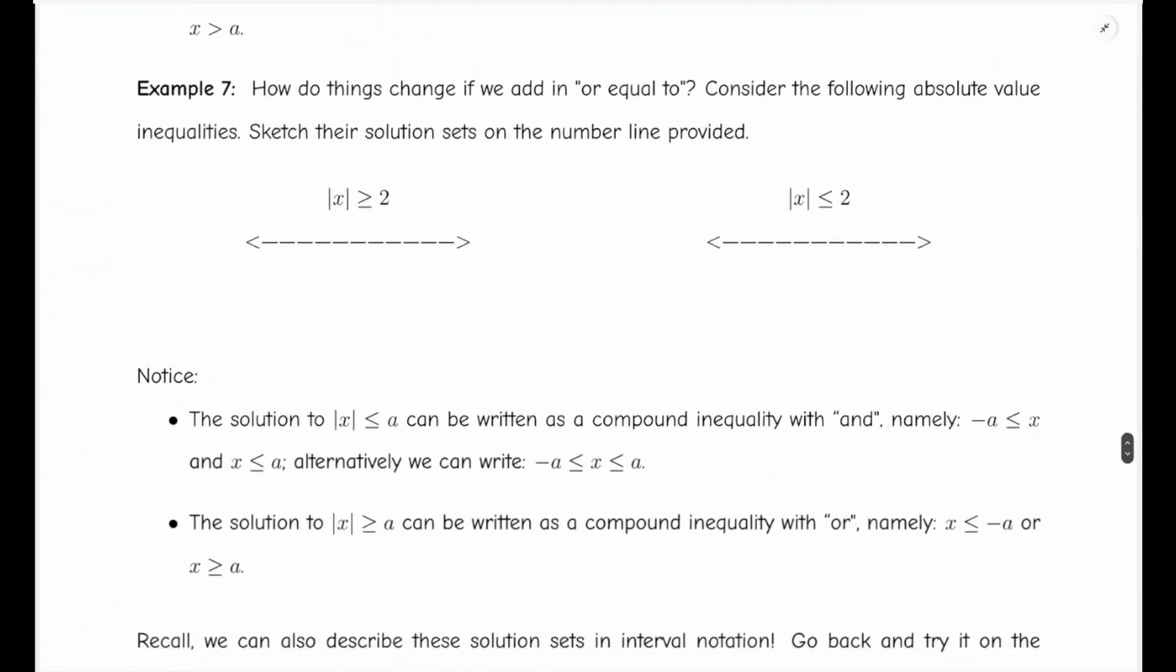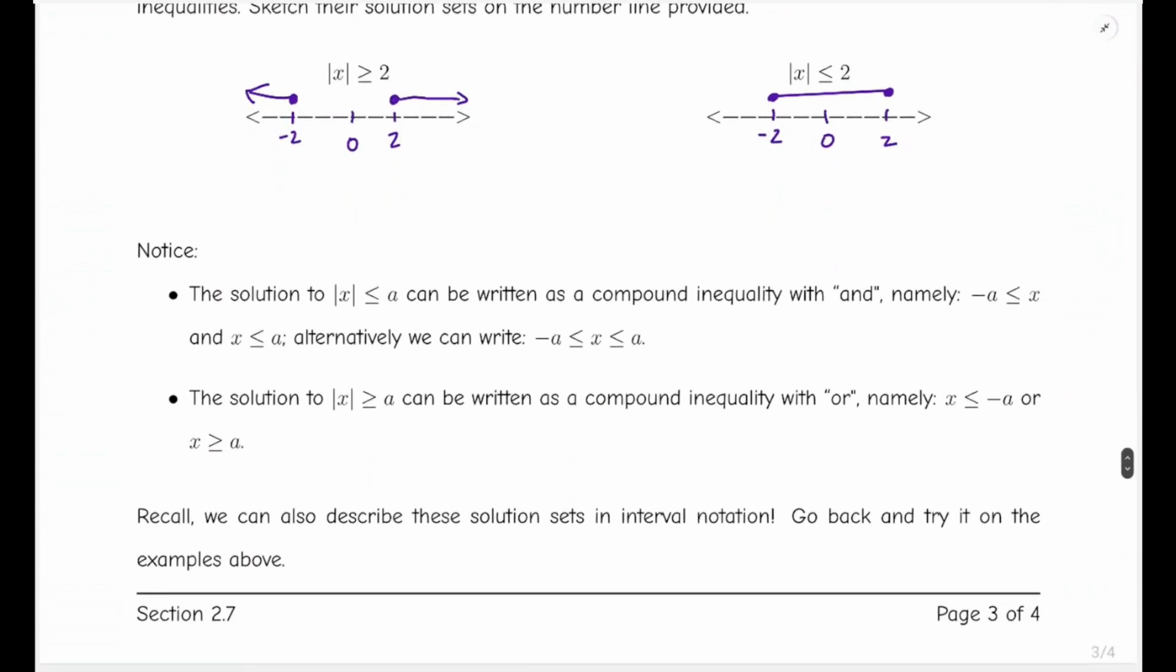Example 7. How do things change if we add an equal to sign? Consider the following absolute values. Sketch the solution sets on the number line provided. Got a little ahead of myself with my last comment. But you will see if I want greater than or equal to 2, I'm just looking for values that are greater than 2 or equal to. So these are going to be filled circles now. And the same thing for less than or equal to. I want everything between -2 and 2, including -2 and 2. And I'll let you read through the notice there as well.